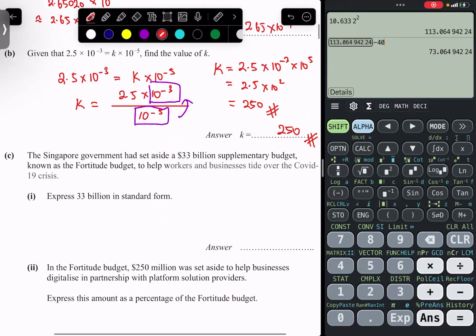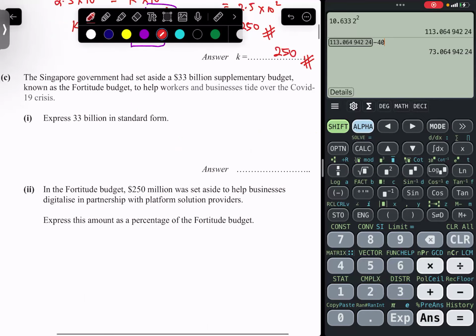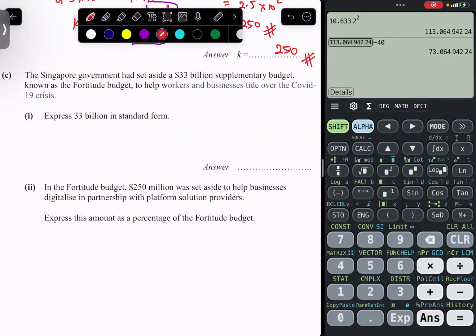C. The government has set aside a 33 billion supplementary budget, known as the Fortitude Budget, to help workers and businesses tide over the COVID-19 crisis. Express 33 billion in standard form. Billion itself is 10 to the power of 9. That is a prefix that we are expected to memorize. So 33 times 10 to the power 9 equals 3.3 times 10 to the power 10. So that's the answer.